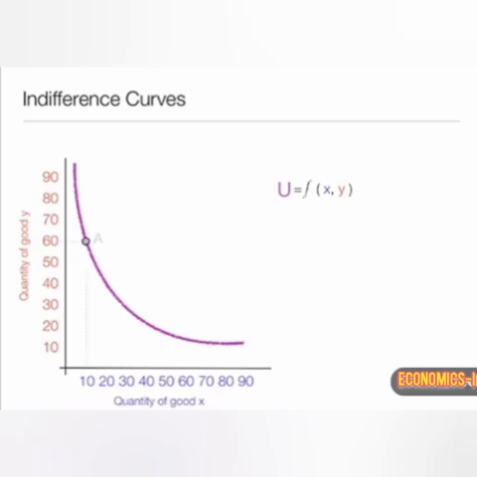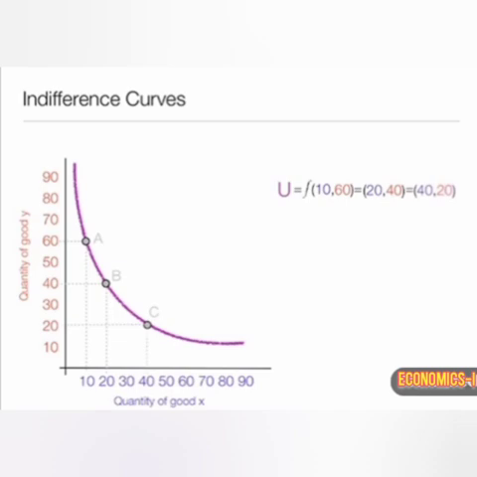Utility point A is consumed 60y and 10x. Another, there is utility point B, consumed 40 of good y and 20 of good x. Utility of A and B the same. Utility point C consumed 20 of good y and 40 of good x. And now we know that A, B and C, the utility among these 3 points are the same.